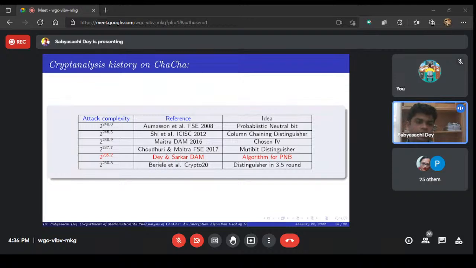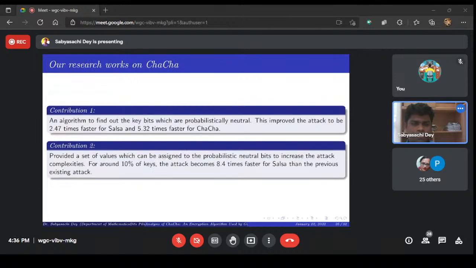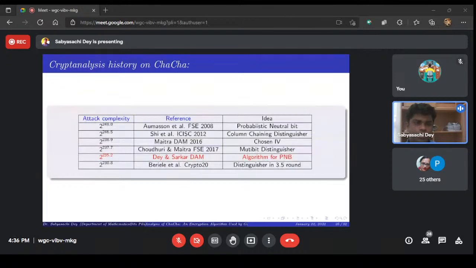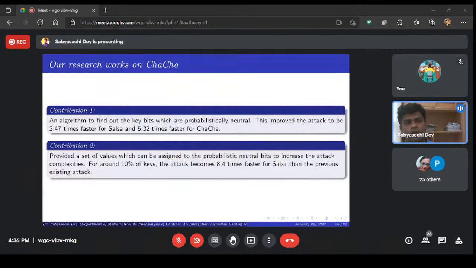So using that, they improved the attack by 32 times over the previous attack. Okay, so this is the history of cryptanalysis so far. Next, I come to our research work, whatever we have done in this topic.